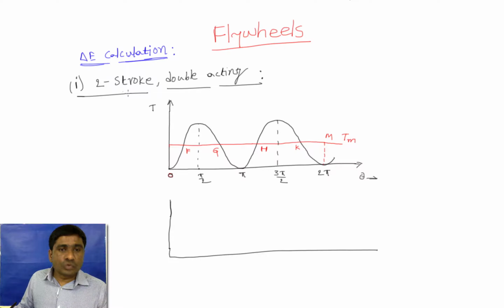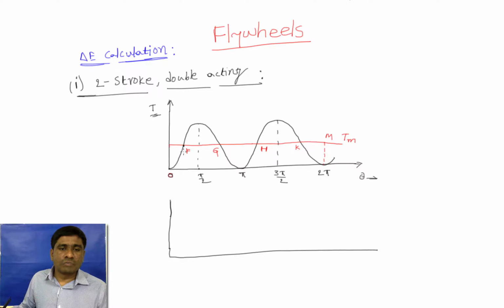Let's start with the two-stroke double acting engine. We have already drawn the turning moment diagram for the two-stroke double acting engine as in the figure. So here it's completing its cycle in 2 pi radians. This is the engine torque produced by fuel burning.